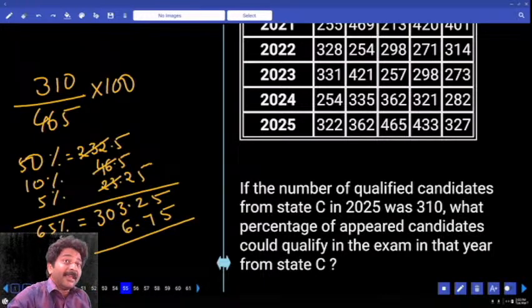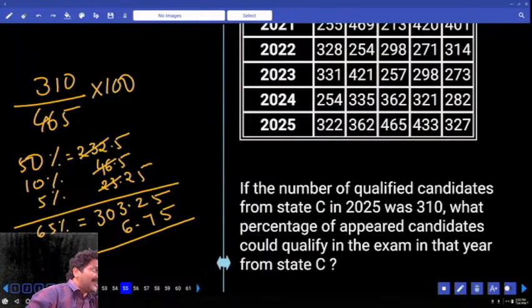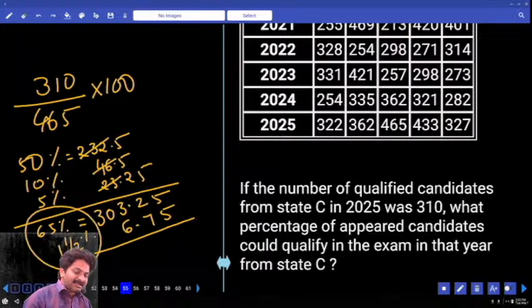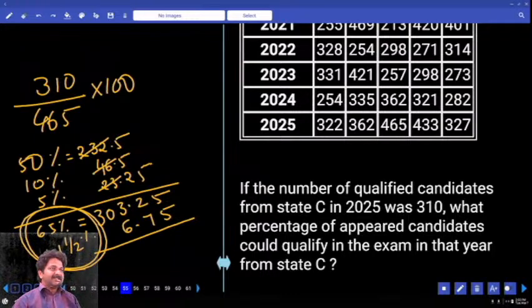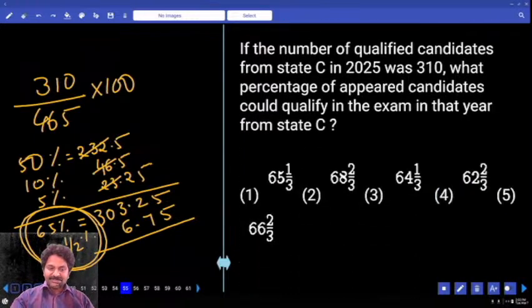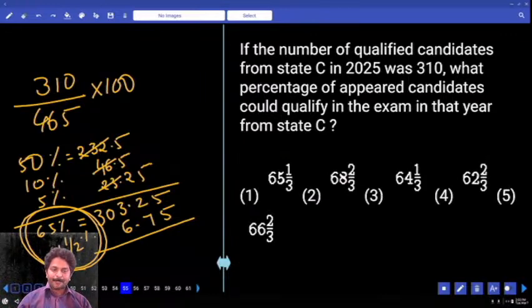Agreed? Now, what is 1% of the denominator? 4.65. We need to add more than that number. What is 2% of the denominator? 9 point something. And our number is less than that. So, can I take it as approximately 1.5 percentage? Answer must be close to 66.5 percentage, 66.25%. How much?